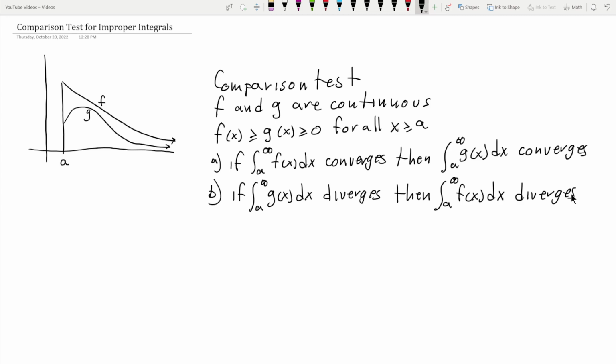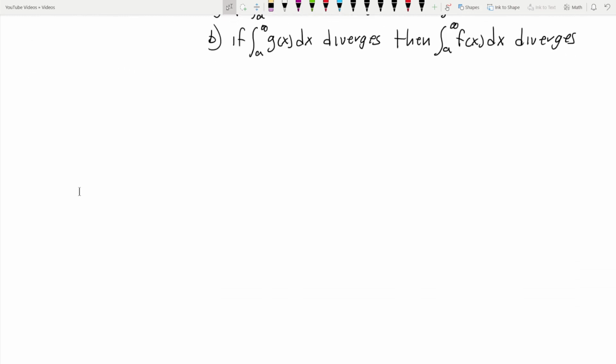All right, the comparison test requires you to find a function to compare what you're given to. So this can be a little tricky. My advice when dealing with the comparison test is always look at the graphs. By looking at the graphs, you can kind of intuit a function that you want to use to compare to. All right, so let's look at an example.